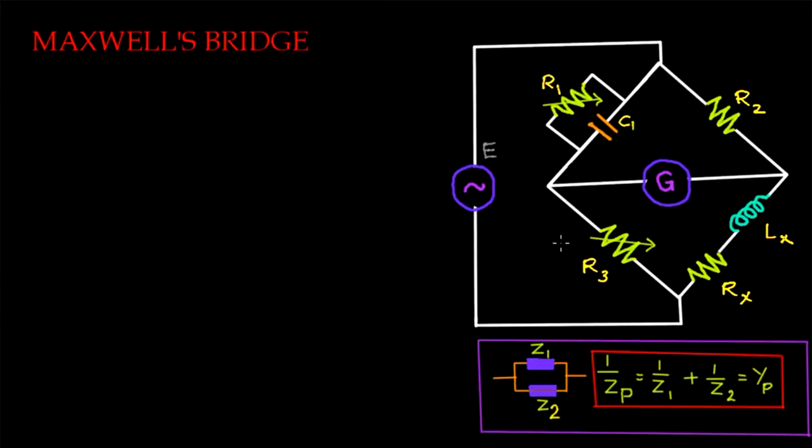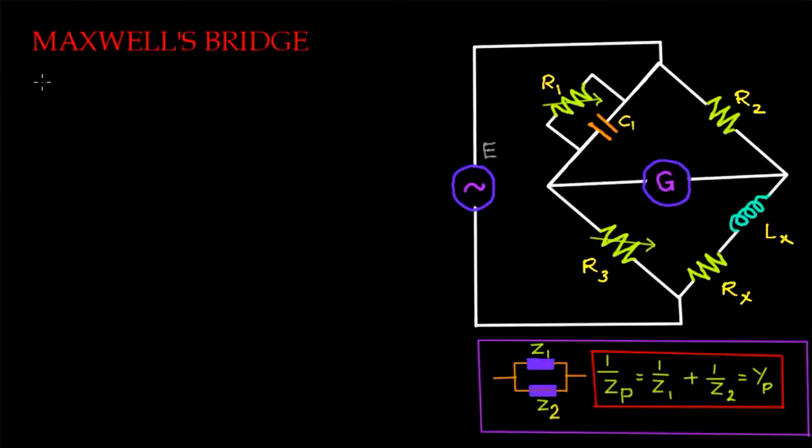So we can see the construction of Maxwell bridge here. Here we have a source. You can see the symbol because this is an AC bridge. This is having a capacitor and inductor, so this will work in AC. So there is an AC source. In the first arm you can see that there is a resistor and capacitor in parallel, and in the fourth arm, which we are denoting using X, we have a resistor and an inductor in series. Now check the second arm, there is a resistor, and in the third arm there is another resistor.